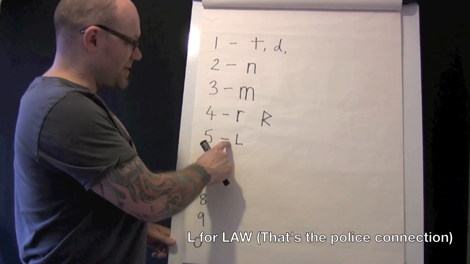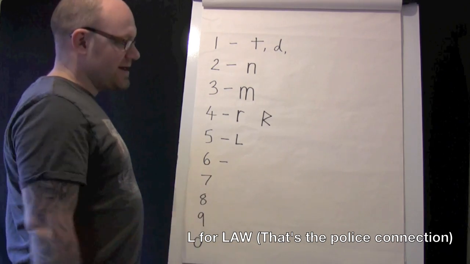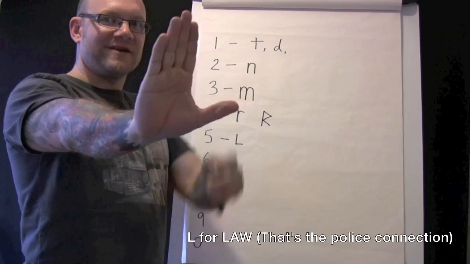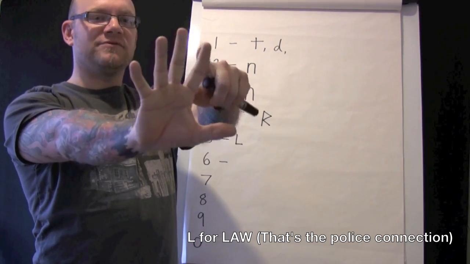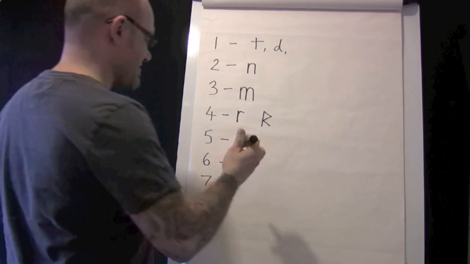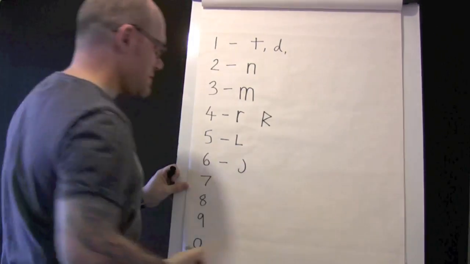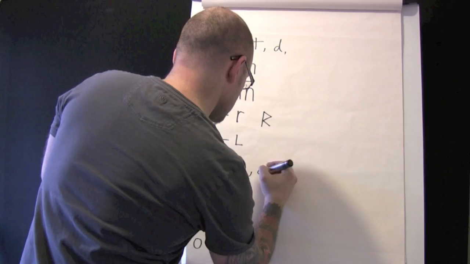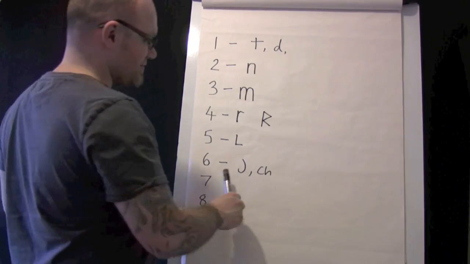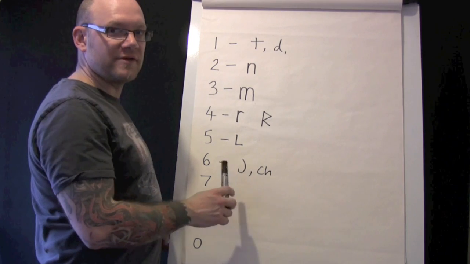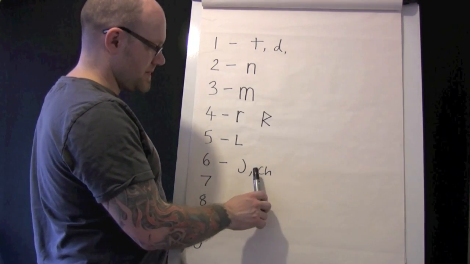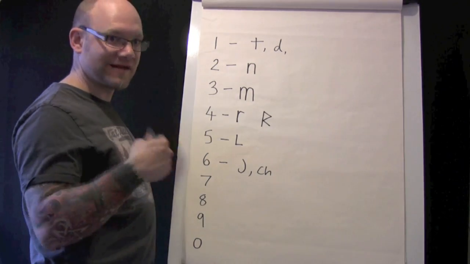Number five is represented by an L, and the reason we use an L is because if you imagine a policeman stopping the traffic, we have an L shape here, and we have 5 fingers. L. Number six is represented by a J or a CH sound. As I said, we concentrate on the sound, not the spelling. So jaw, chaw have a similar kind of sound to them.